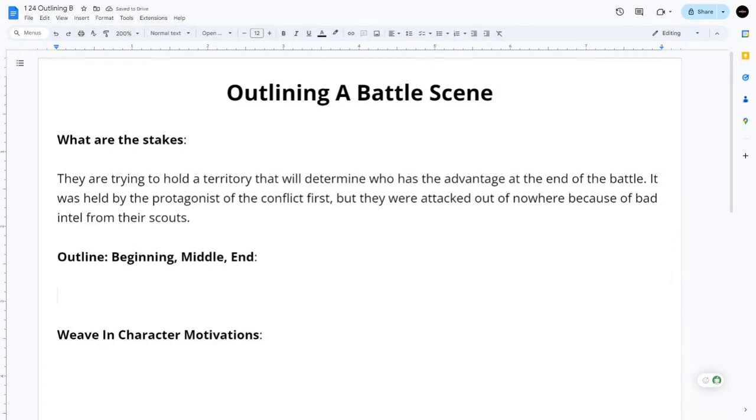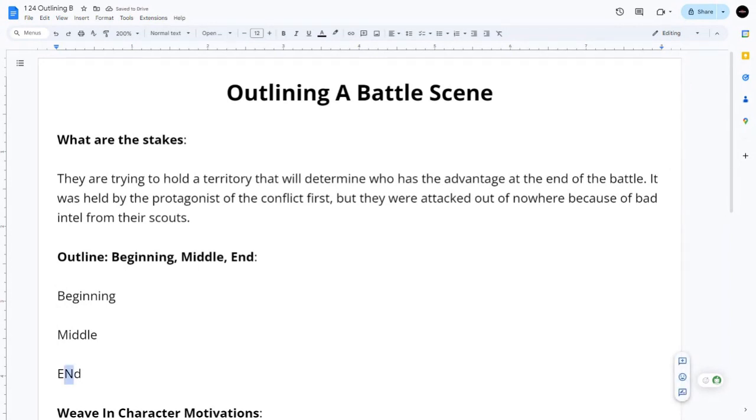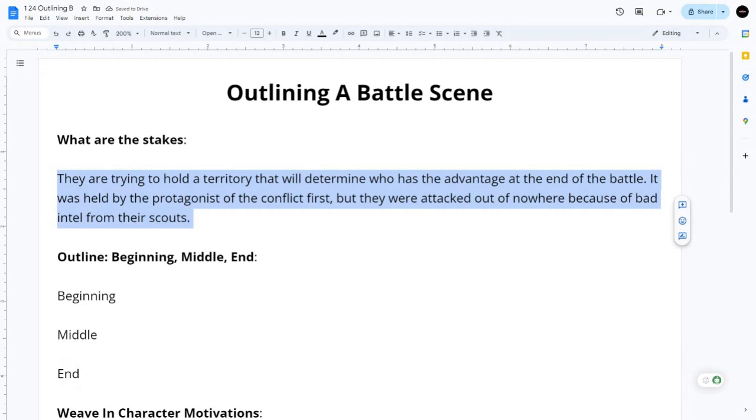Now we get to think about the beginning, the middle, and end. So beginning, middle, end. Oh wait, before we get into that, let's talk about this a little bit. So what are the stakes? Because the next thing is the beginning, middle, and end. All right, what are the stakes?